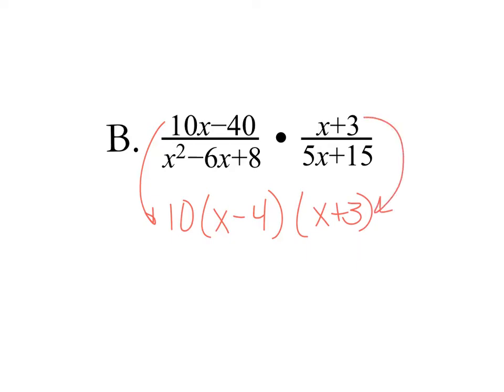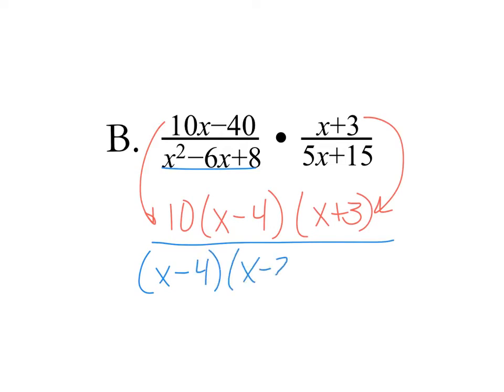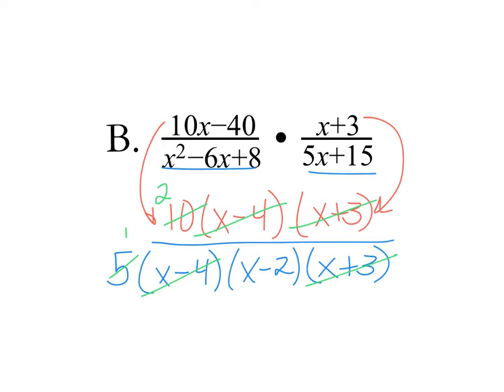In my denominator, I'm going to factor x squared minus 6x plus 8. That will be x minus 4 times x minus 2. And then here on our last term, 5x plus 15, I'm going to factor out a 5. I like to put that out front here, and we'll multiply by x plus 3. Just like we saw on our simplification problems up above, we now can cancel common factors and simplify 10 divided by 5. That's going to be 2 over 1.